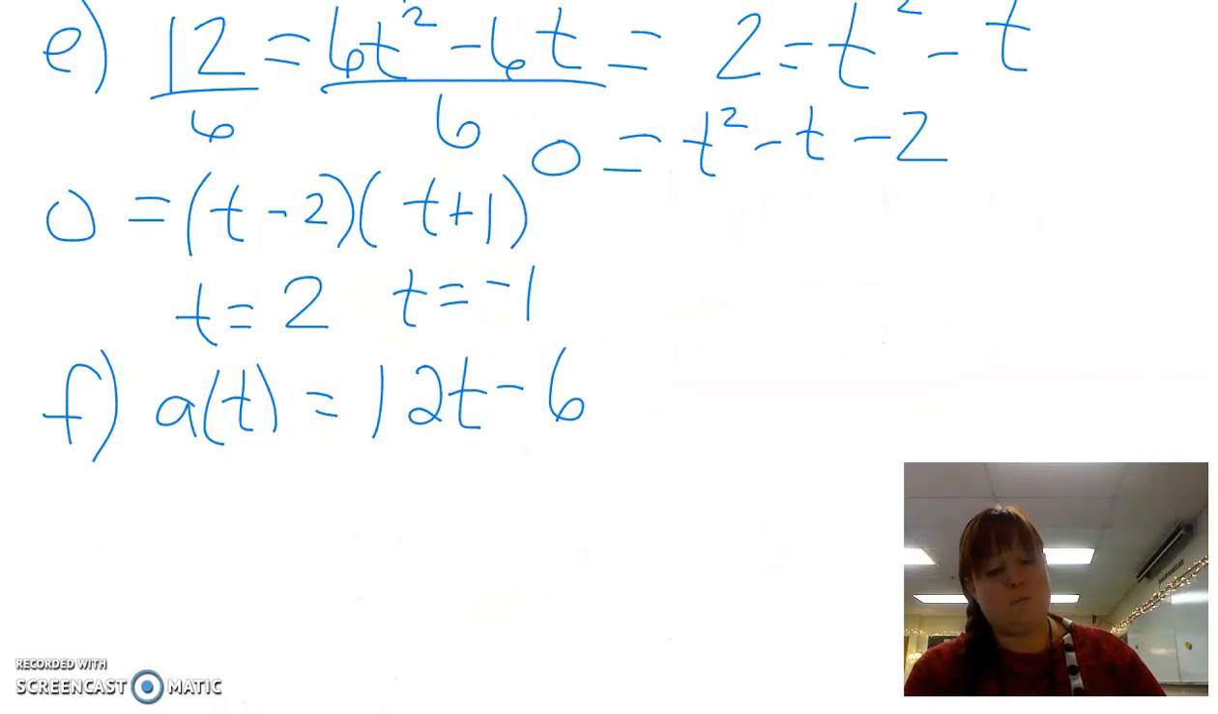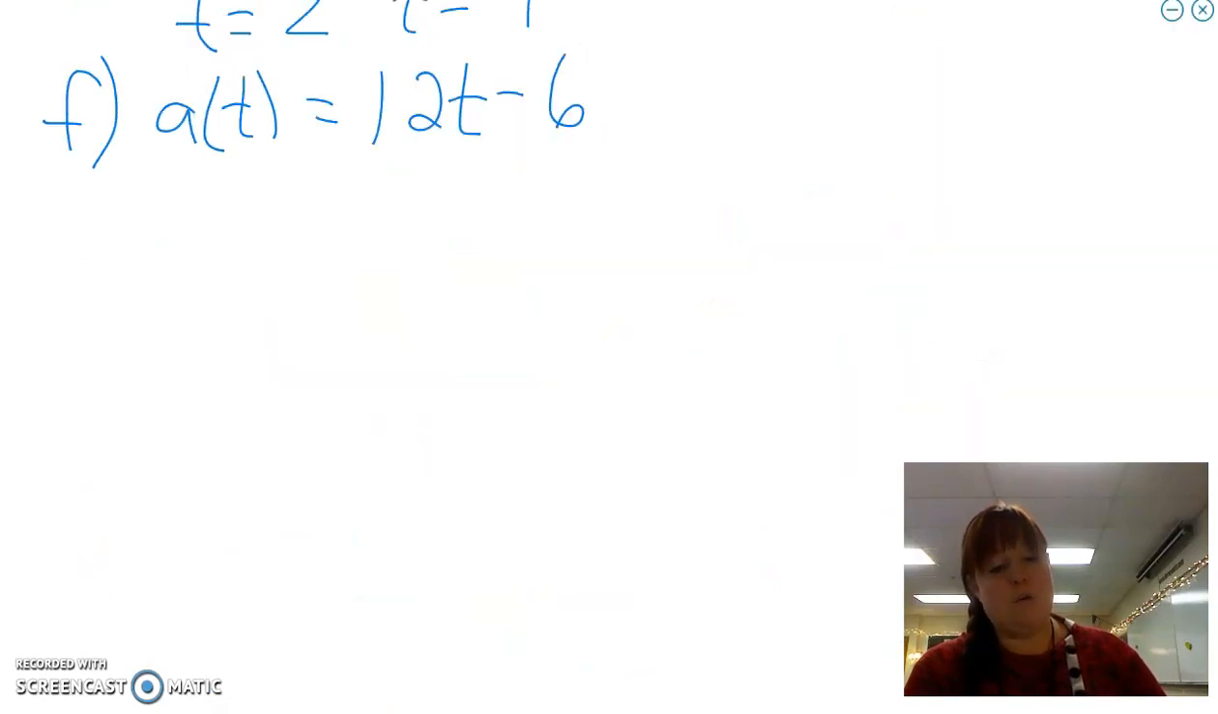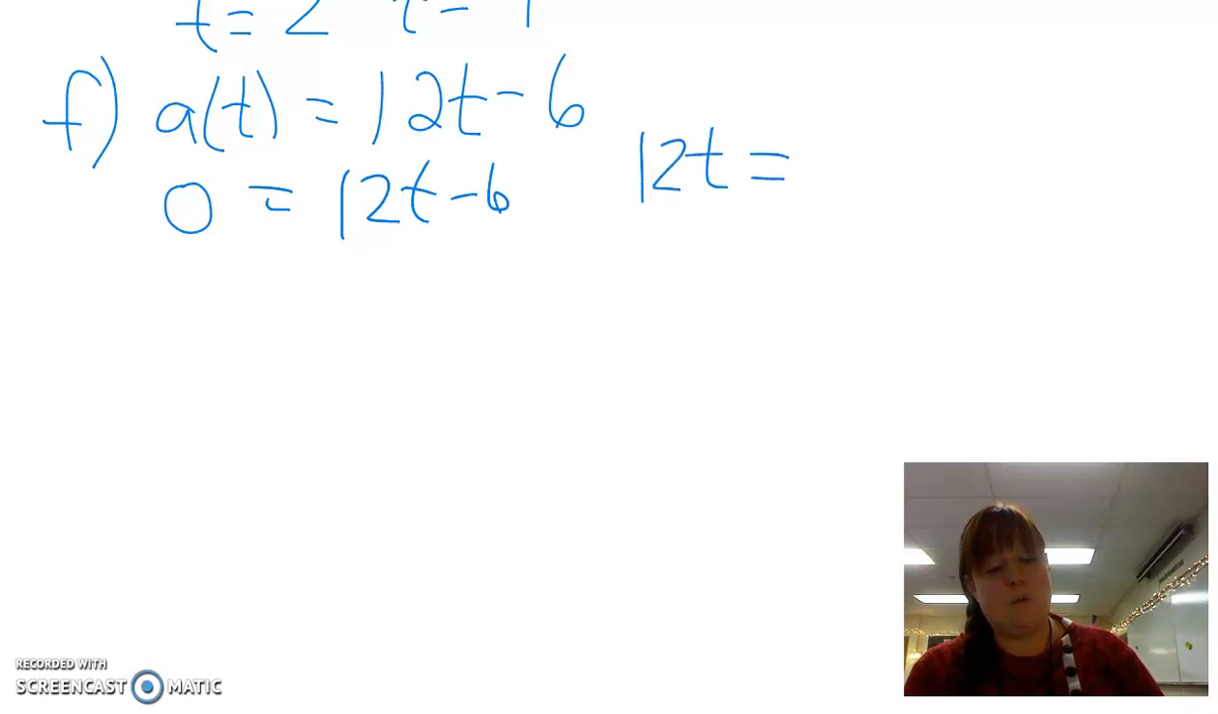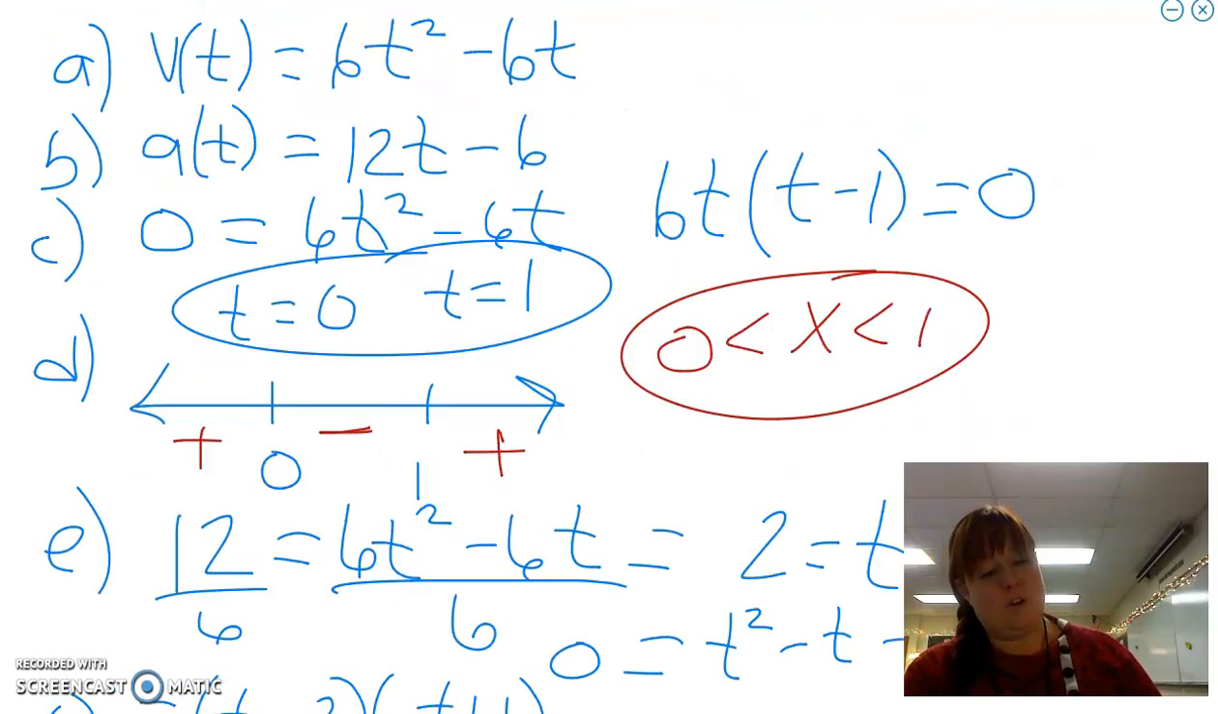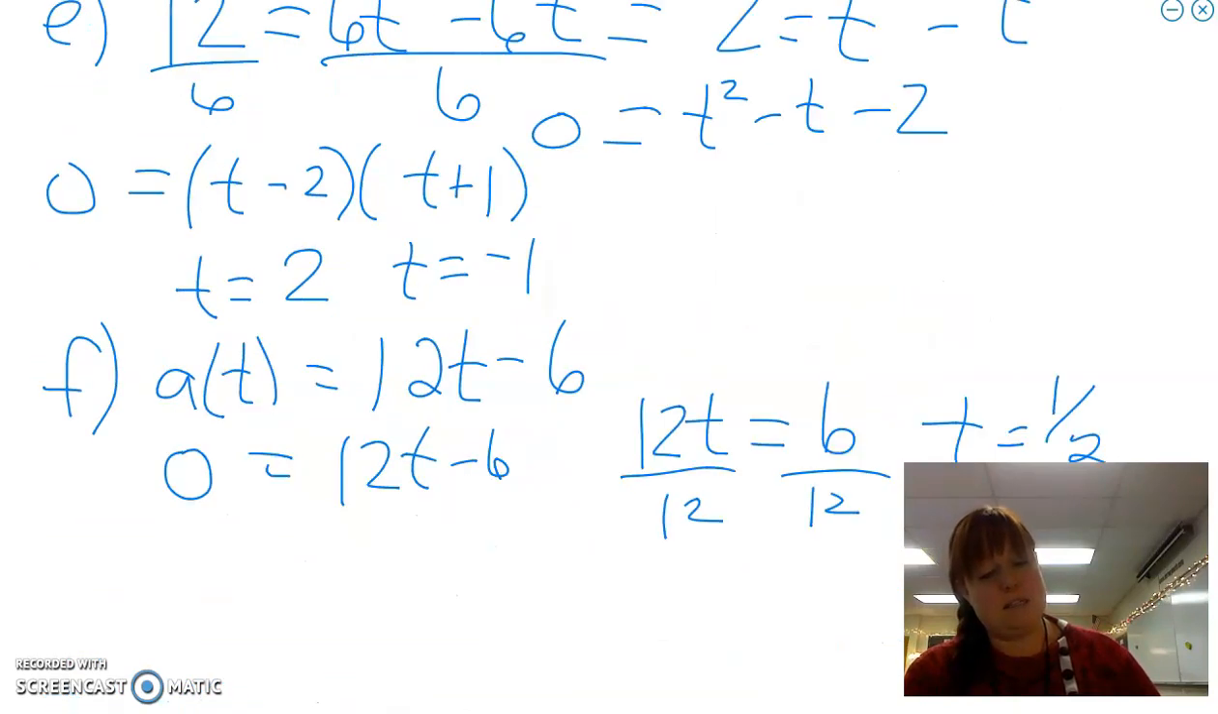All right, so when is our acceleration equal to 0? Well, so we set this equal to 0. And we say 12t minus 6. So that is when 12t equals 6. And at time 1/2, the acceleration is equal to 0. So then we just plug that back in to our velocity function. Okay. Now again, our velocity function is up here, 6t squared minus 6t.